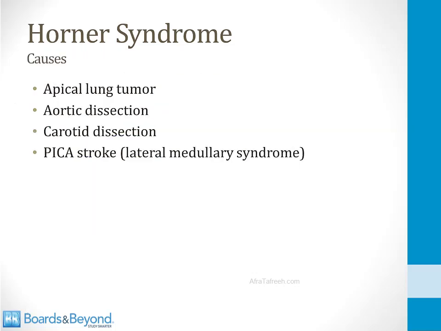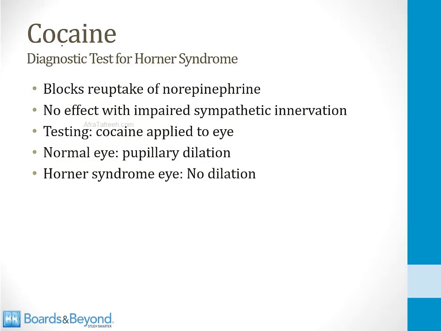There are many causes of Horner syndrome. That's because the sympathetic chain courses near many important anatomical structures which can become diseased and interrupt the nerve pathway. Some that are worth knowing include an apical lung tumor, an aortic dissection, a carotid dissection, and a PICA stroke, which can lead to the lateral medullary syndrome, which I discuss in the brainstem modules. There are two drugs which can be applied to the eye to make the diagnosis of Horner syndrome, and the physiology behind these drugs is important, so let's talk about this now.